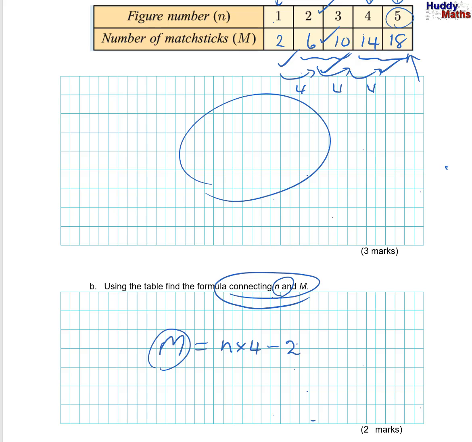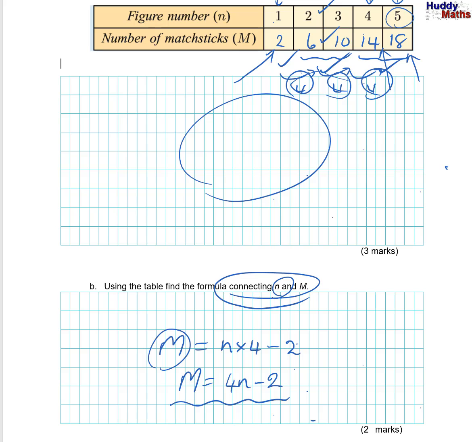Would that work? Okay, so when n is 4 here, 4 4s are 16, take 2 is 14. And when n is 1, 4 1s are 4, take 2 is 2. So it looks like we've hit it here. The 4 was crucial because then every time you increase the figure number, you added on 4. So we knew there was something to do with the figure number times 4. But we had to take off, down the bottom here, 2 to make it work from a starting value of 2. Okay, so that's your thinking there.